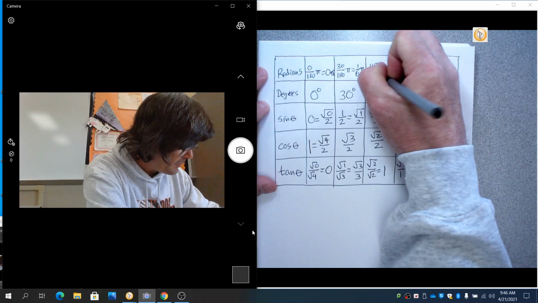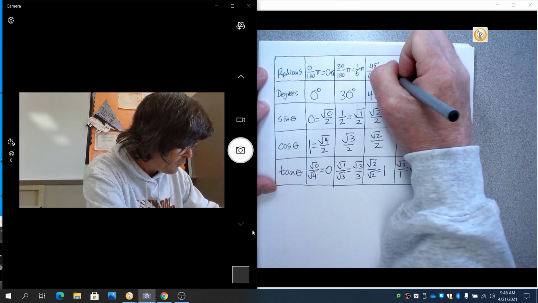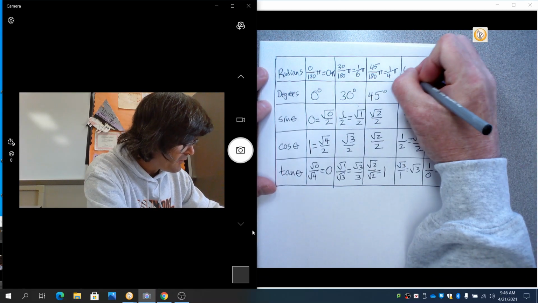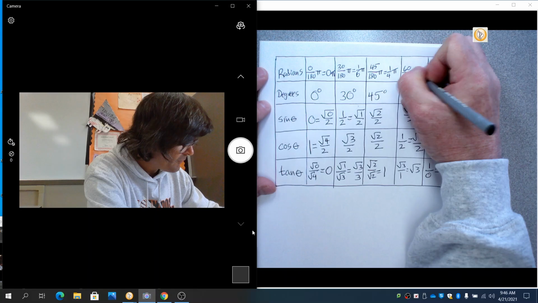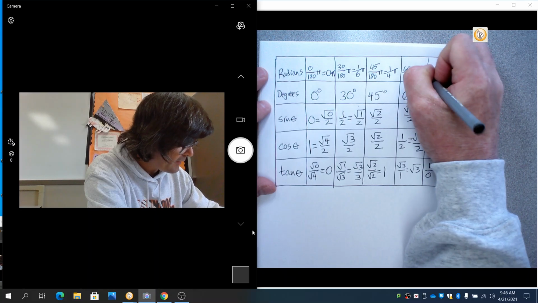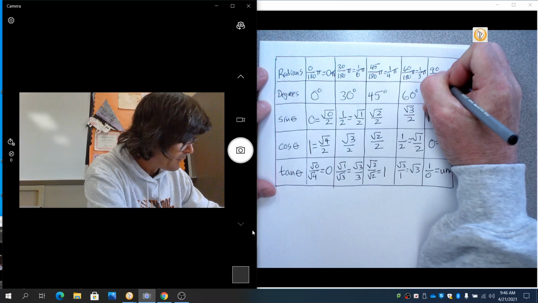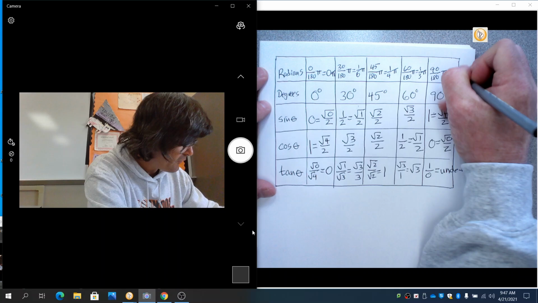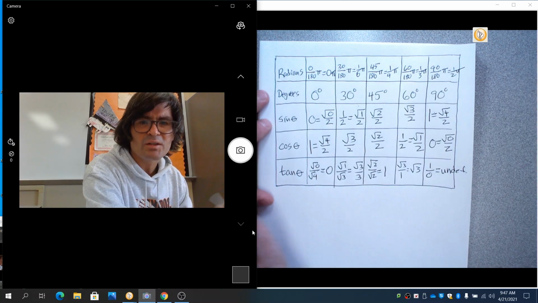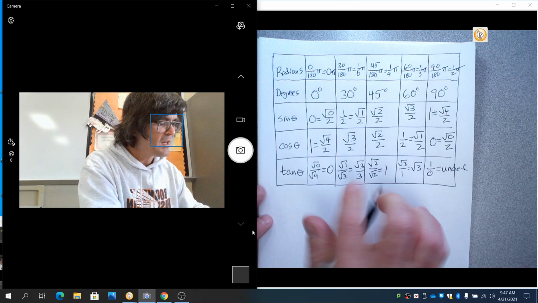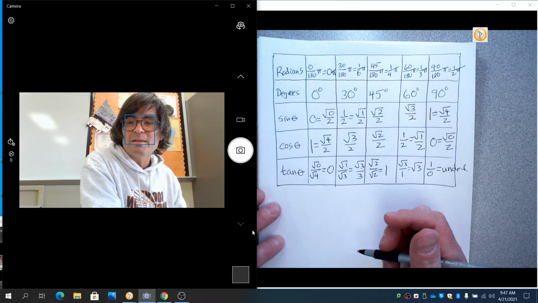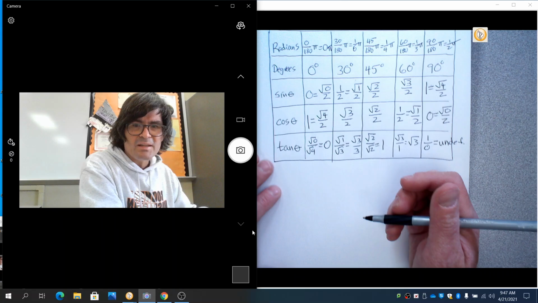45 divided by 180, slap a pi on. That is 1/4 pi if you reduce it by 45. For 60 degrees, divide by 180, slap on a pi. That is 1/3 pi. And finally, 90, divide by 180, slap a pi on. That's 1/2 pi. So that's how you convert degrees to radians. Divide by 180, slap a pi on, you're good to go. We've covered the 5 popular angles up to 90. Let's do all of them to 360.